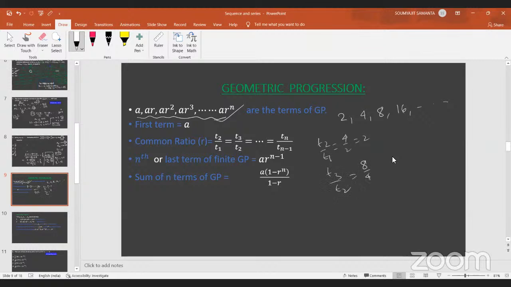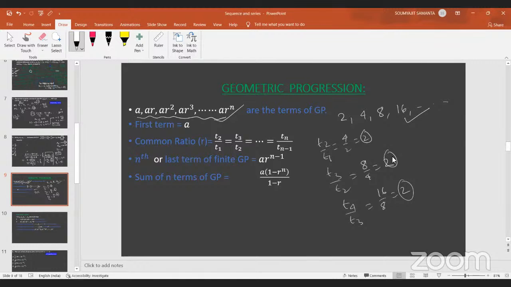Same, 8 by 4, that is nothing but 2. In the same way, if we find T4 by T3, that will become 16 by 8, nothing but 2. We are getting the common ratio as the same, so we can say this is in GP.